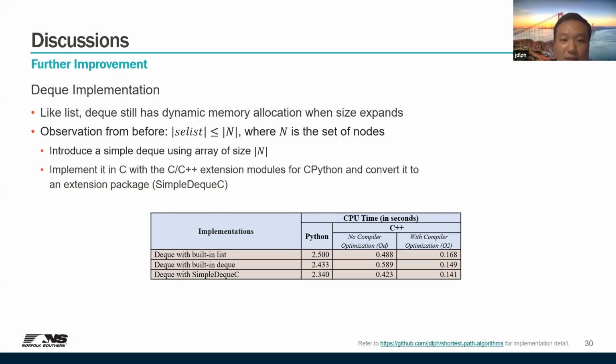So basically, we do the same thing as the standard library DAC does, and run the numerical test with this simple DAC in C. You can see that we reduce the time from 2.433 to 2.34, which is another 4% improvement.